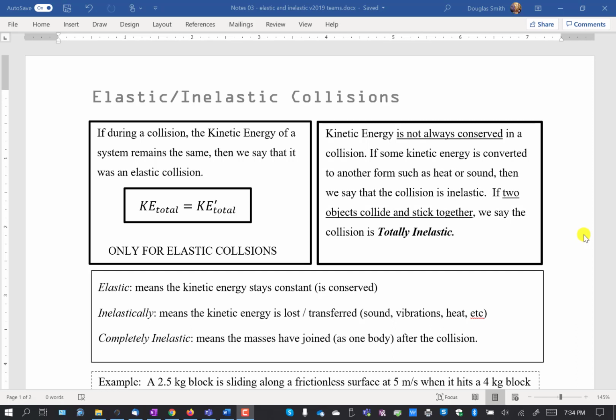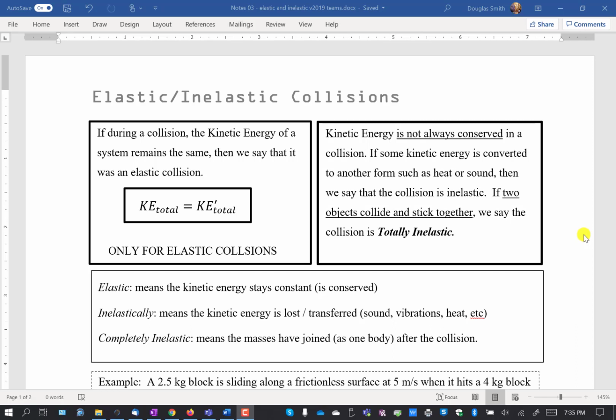So if you have a collision and the kinetic energy of the system before the collision and after the collision is the same, we call that an elastic collision. So that's given by KE total is equal to KE prime total. So you can think of that as conservation of kinetic energy. And that doesn't always happen. That only happens with elastic collisions. So kinetic energy is not always conserved in a collision.